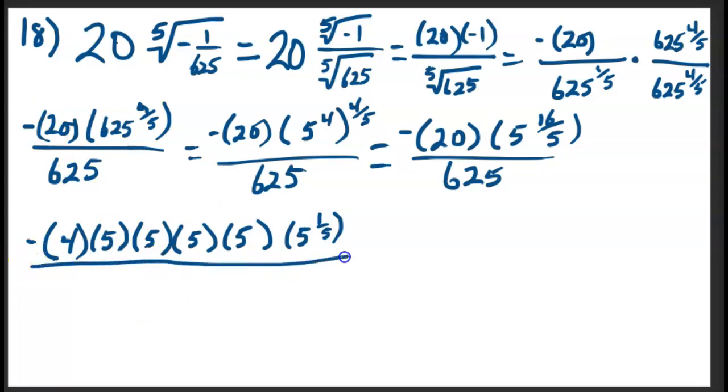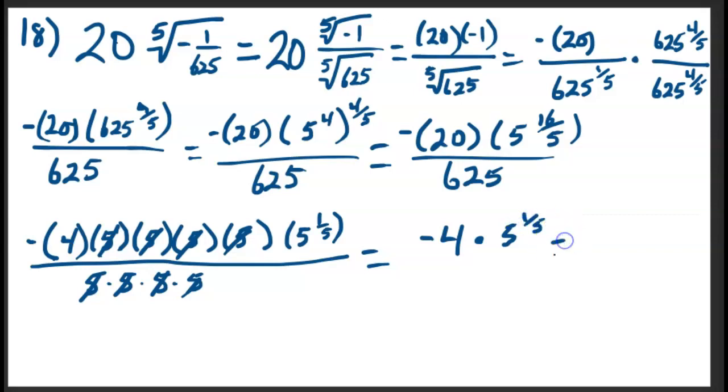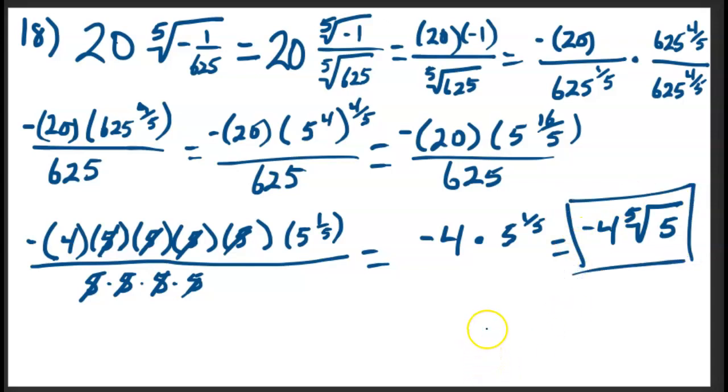Downstairs, the 625 is 5 times 5 times 5 times 5, 5 to the 4th, okay? So we can cancel, cancel, cancel, cancel, or reduce to 1. So now what I have is -4 times 5 to the 1/5. But 5 to the 1/5 is just really the 5th root of 5. So -4 times the 5th root of 5.